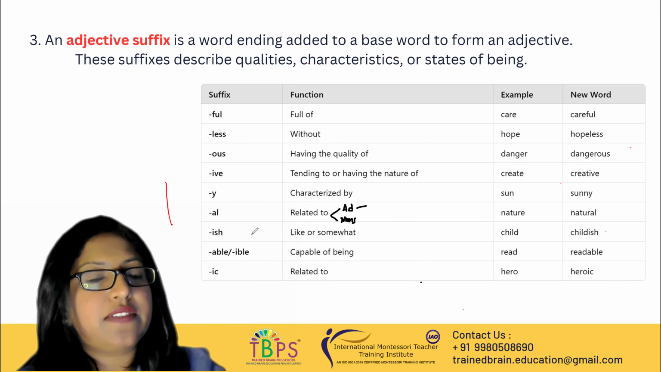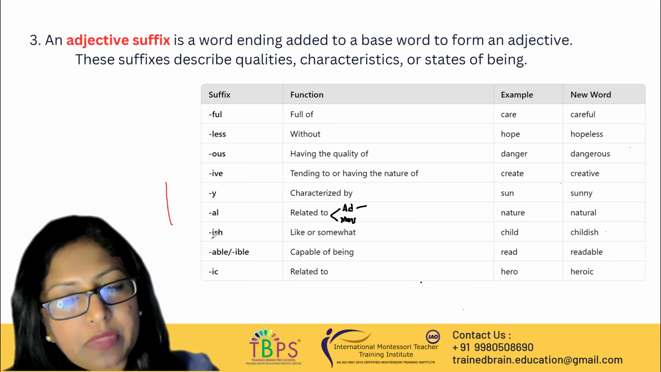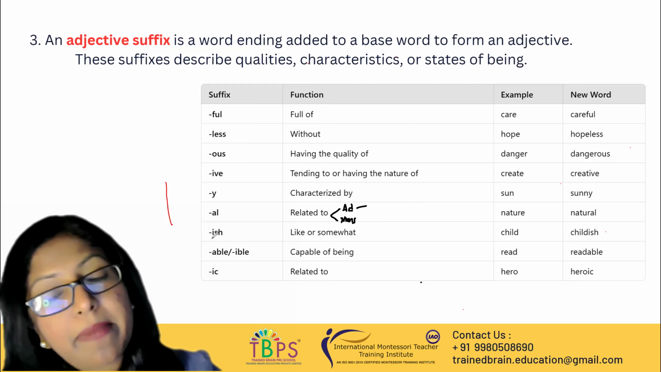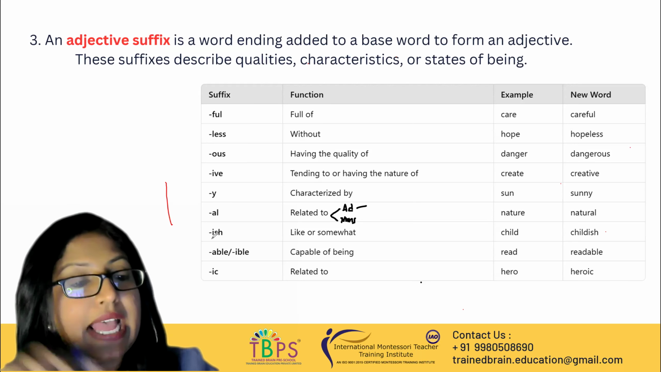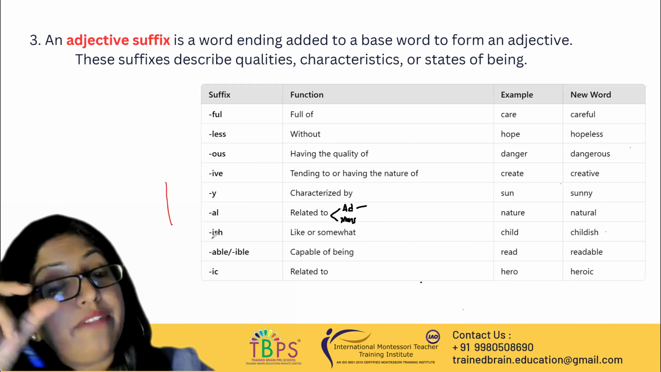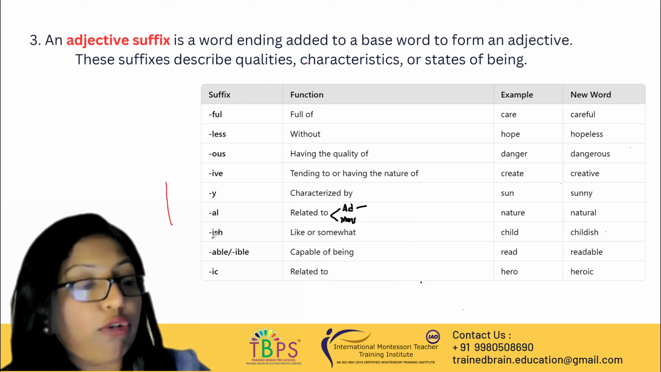So the next adjective suffix is able. So when can I use able? When we're saying it is capable of being. So when am I capable of being? When I'm worthy of it, correct? Then I use that form from my verbs or nouns. I can use it either for a verb or for a noun also.